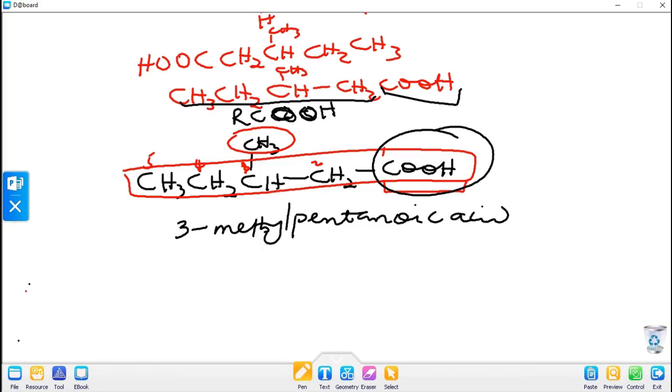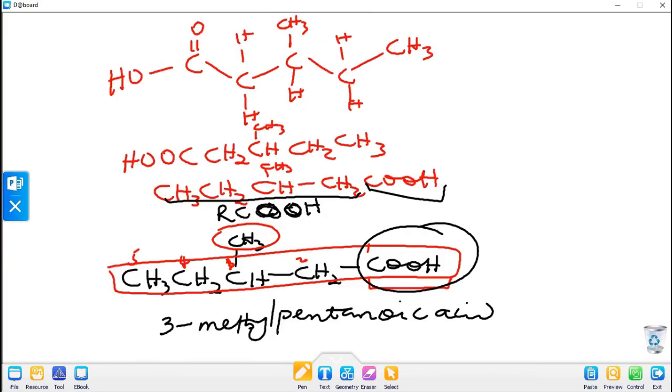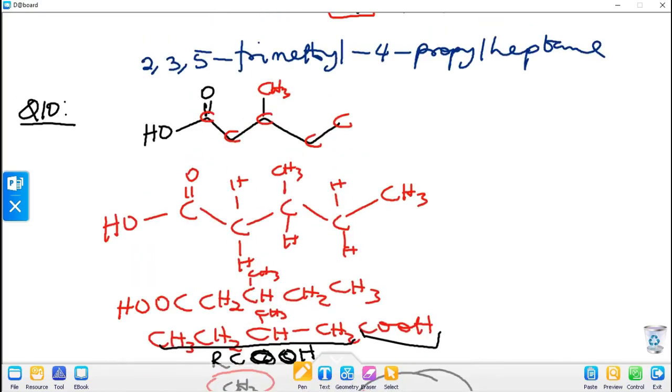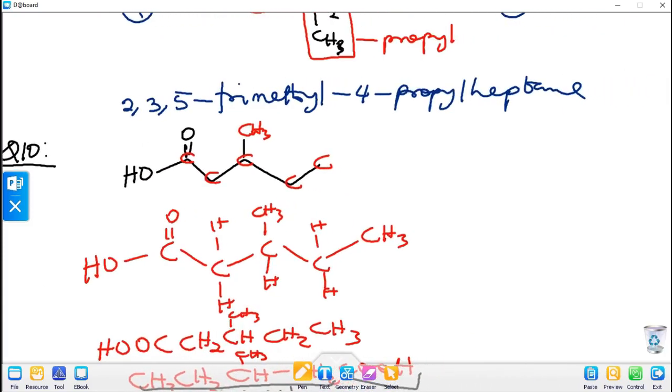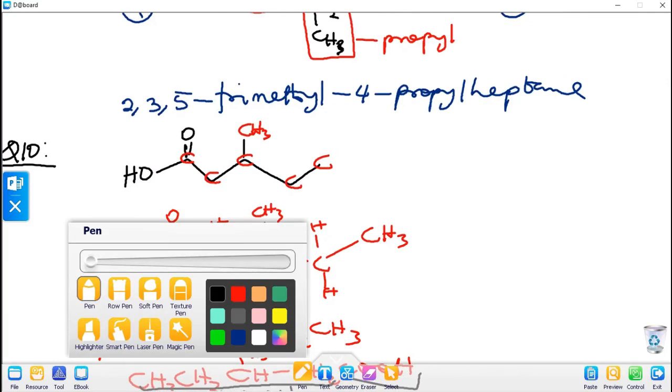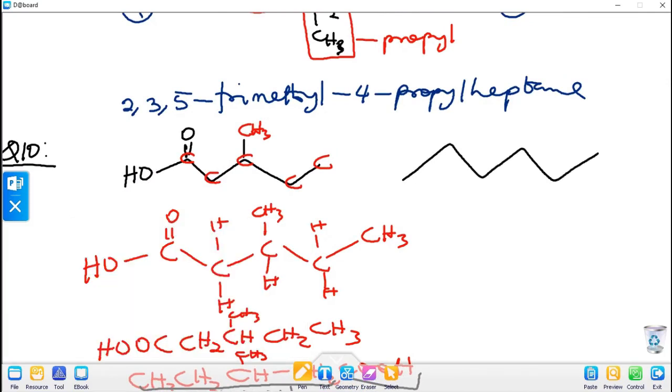Don't get frightened because of this structure. When you see a structure like this, it is called a seesaw structure. Don't get confused. You only have to know that there is carbon here, carbon there, and carbon there. So you only have to put the hydrogens that should be attached to them to complete 4 bonds for each of the carbon atoms.